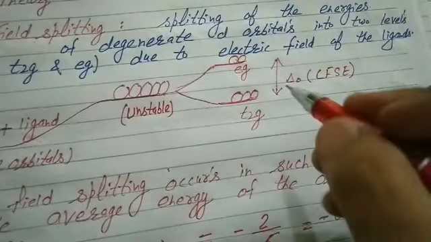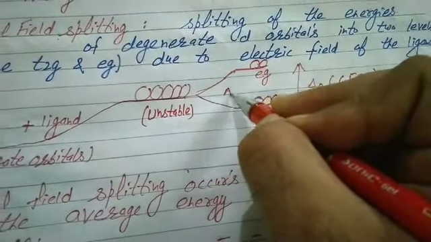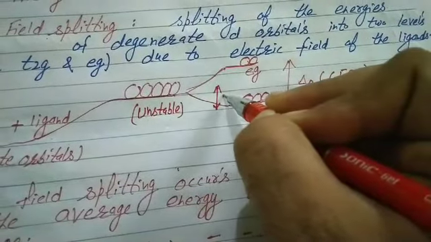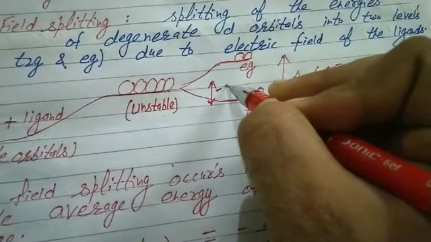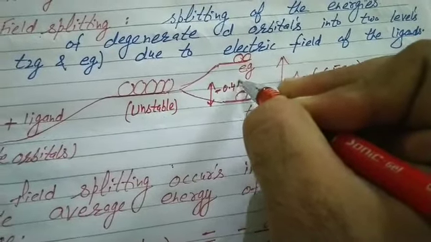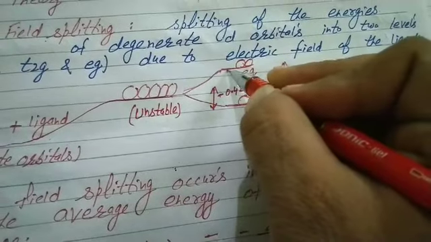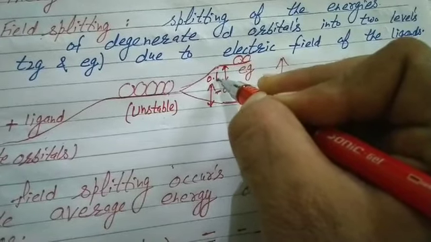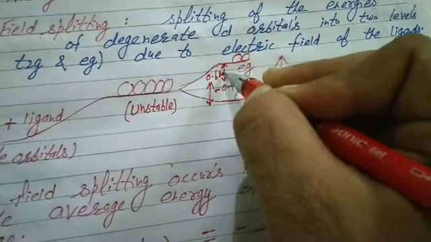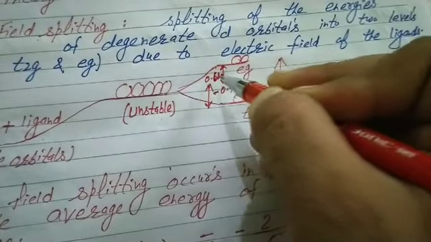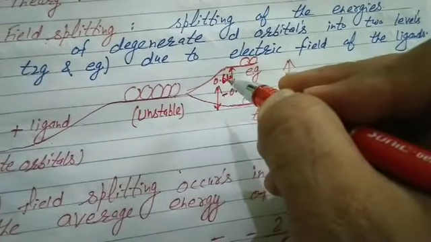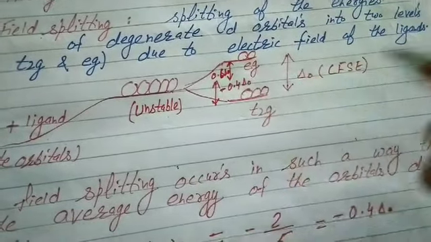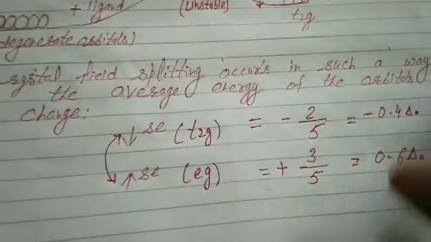Students, you should know now: decrease in energy equals minus 0.4 delta naught, and increase in energy equals 0.6 delta naught. At last, when we find the crystal field splitting energy, we use these values. For the eg level, 0.6 delta naught, and for the t2g level, minus 0.4 delta naught.